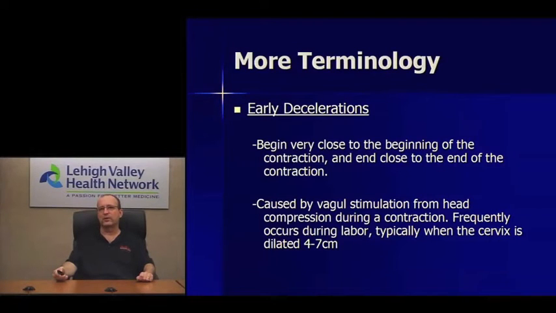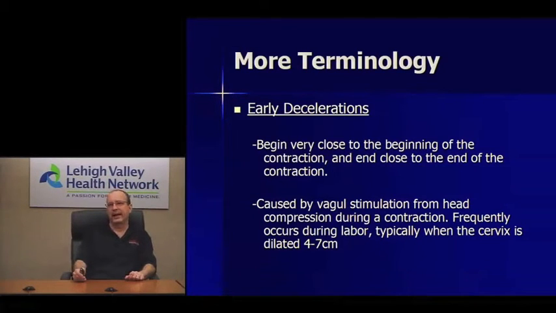Early decelerations begin very close to the beginning of the contraction and end close to the end of the contraction. It's caused by vagal stimulation from head compression during the contraction. This frequently occurs during labor, and it's more common when the cervix is dilated to about 4 to 7 centimeters.